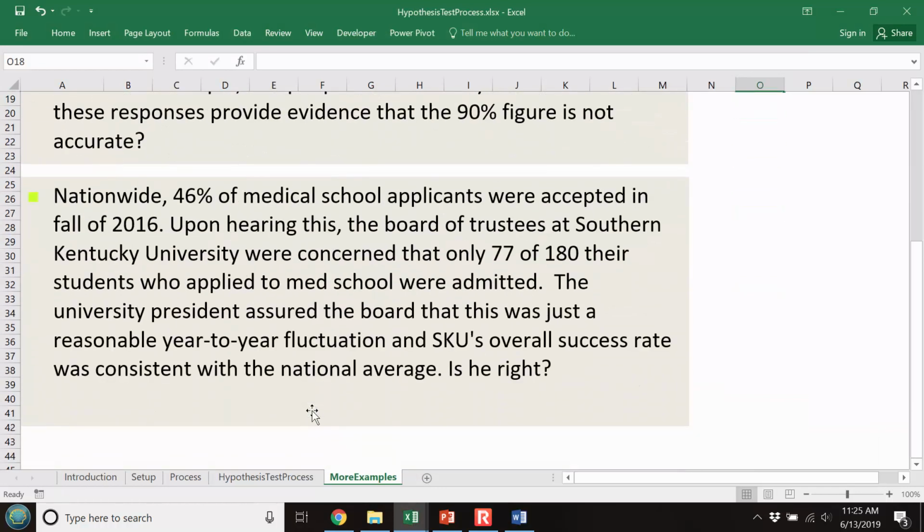Last example. Nationwide, 46% of medical school applicants were accepted in the fall of 2016. Southern Kentucky University said 77 out of 180 of their students were admitted. Now, I said they were concerned, so I haven't done the math on it, but it sounds like that might be lower than 46%. And the president says this is just reasonable year-to-year fluctuation. Is he right?